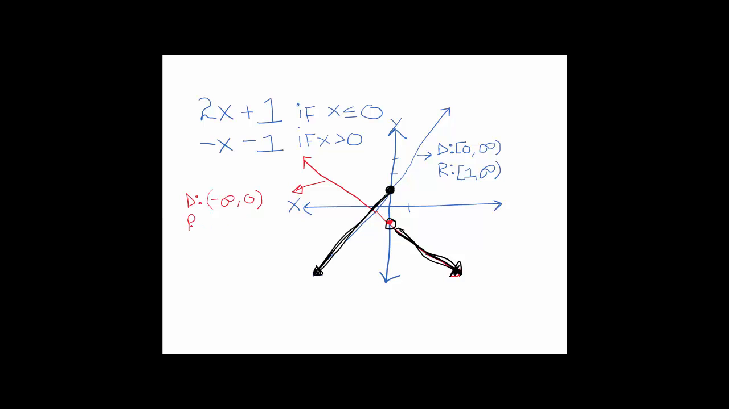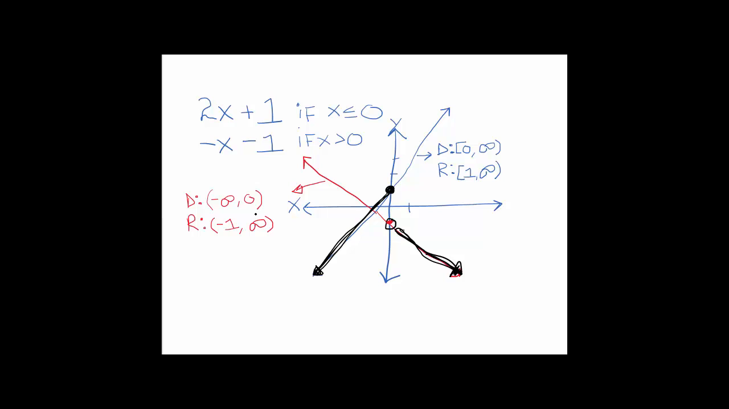My range is going to be my lowest value, -1, but it's an open circle, so parenthesis, and my y values can keep going higher and higher, and they never stop.